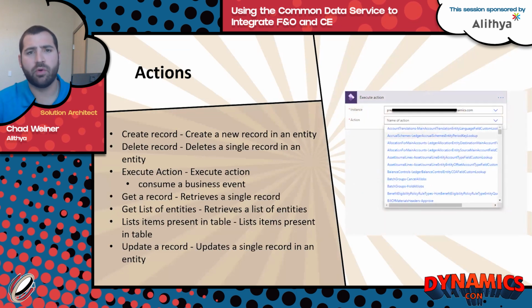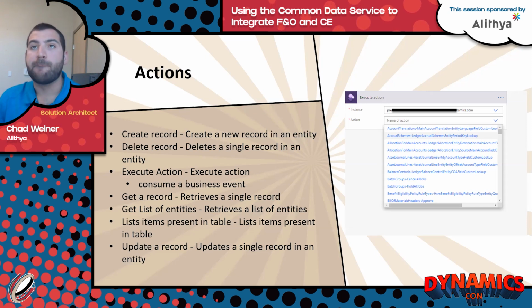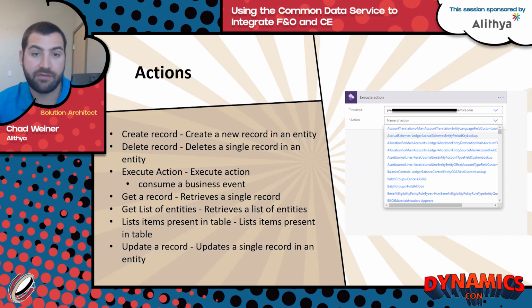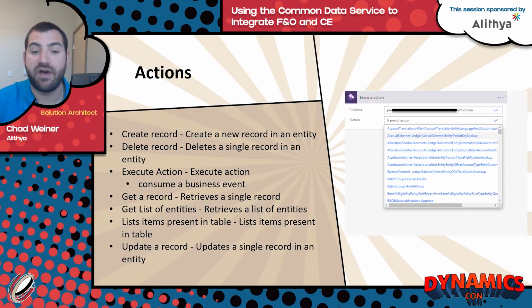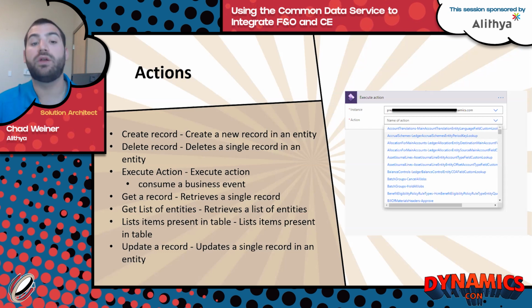This is an example of some of the actions that are found in the Power Automate F&O action instance. So you can create a record in F&O. You can delete a record in F&O. You can execute a business event or an action inside of F&O. There's a whole slew of business events that can be triggered off of, that can trigger automation in other systems or in various parts of the business through Power Automate.